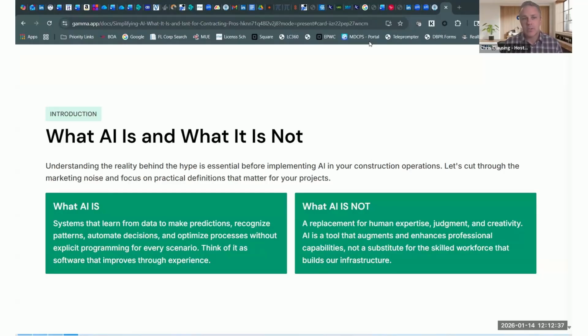So AI really is a system that learns from data sets. It's learning from a group of data that is created by that particular company, and it utilizes that data to make predictions. It tries to recognize patterns, automate decisions, and optimize processes. So it's really software that continues to learn as you go. It learns what your business is, if that's what you're using it for. It learns what kind of information you're looking for, and it tries to optimize that information over a period of time. So it's continually learning upon the data set that it's basically training on.